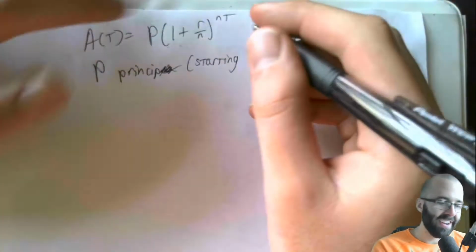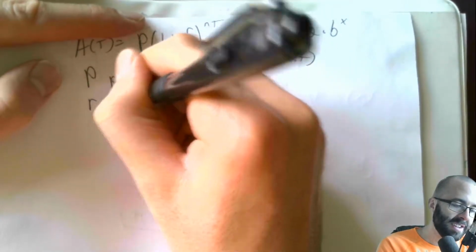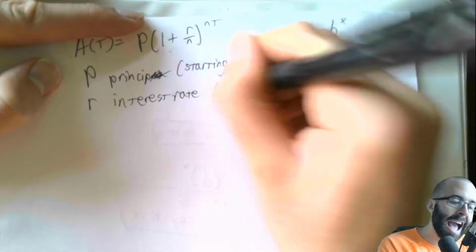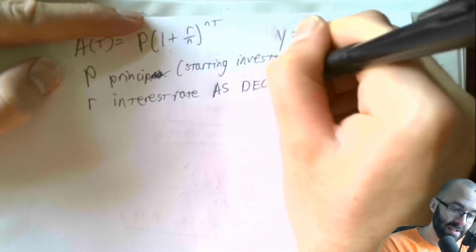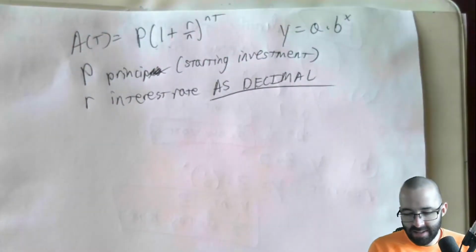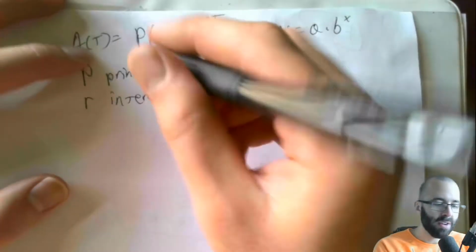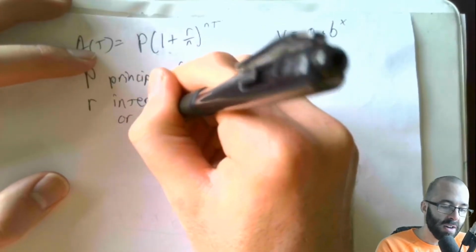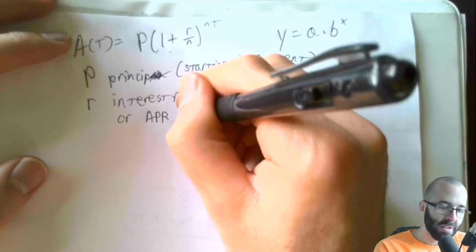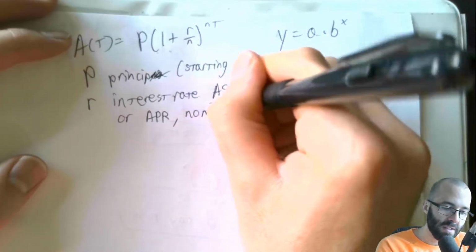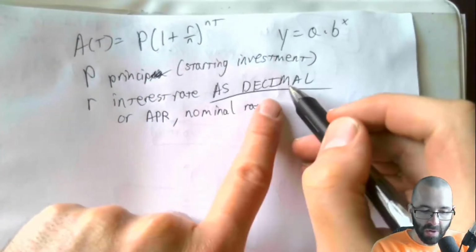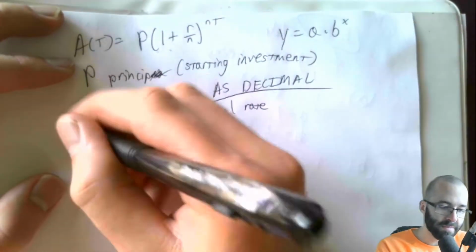Okay, r is gonna be the interest rate, and specifically as a decimal, not as a percent. That'll be important. It has some other fancy names here. It could also be APR, annual percentage rate, also called the nominal rate. I don't see those very frequently, but the important thing is that r is a decimal number.